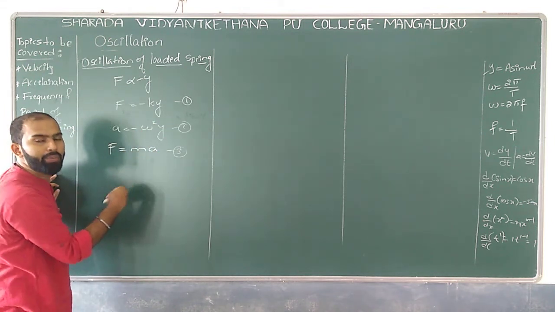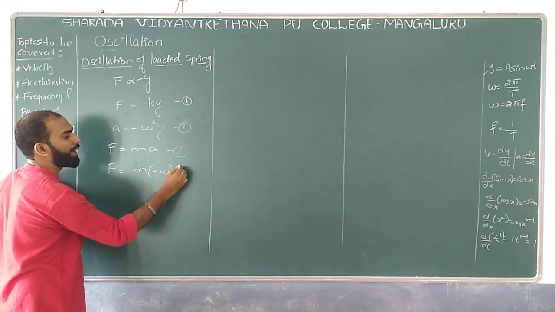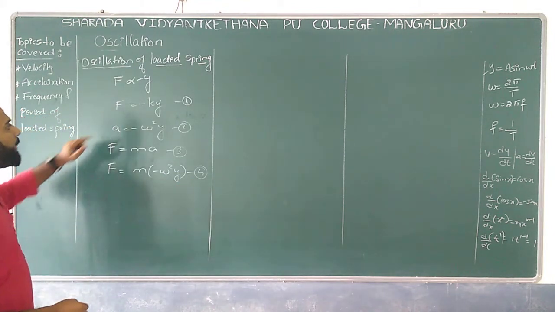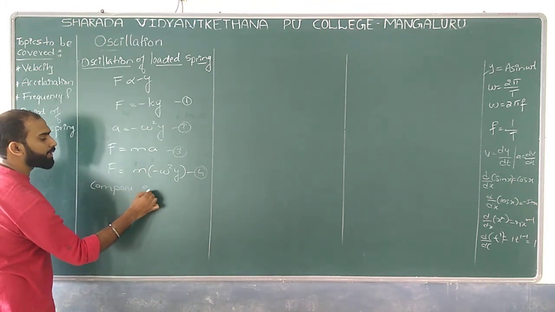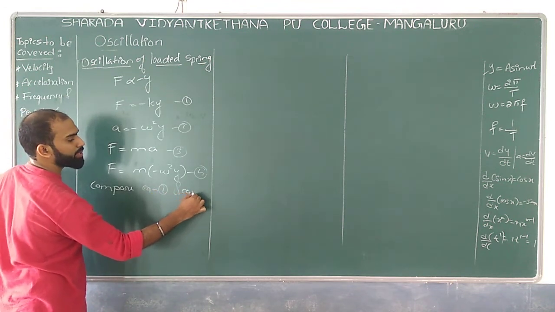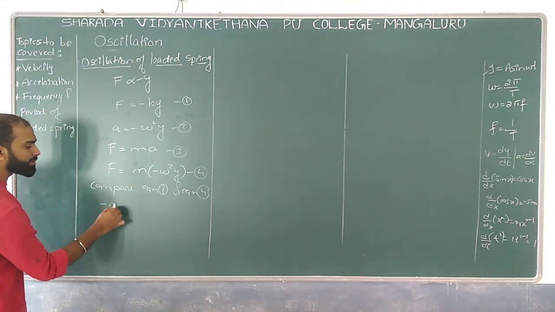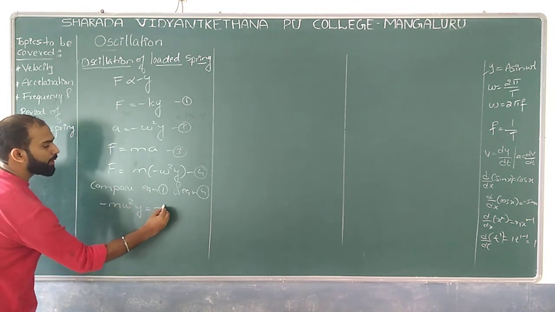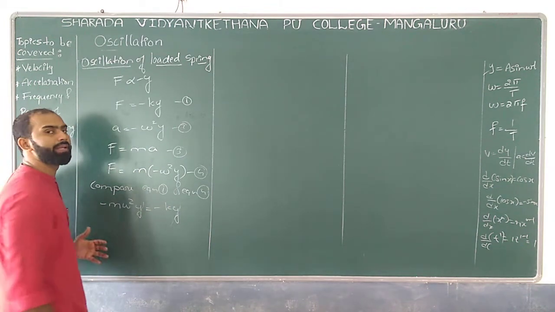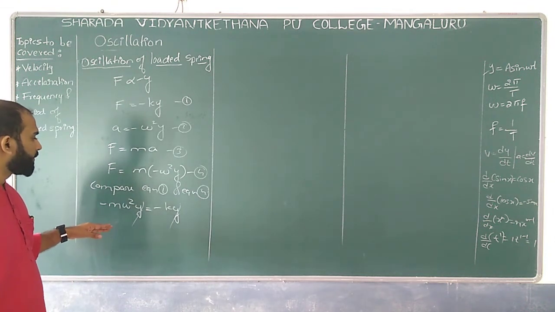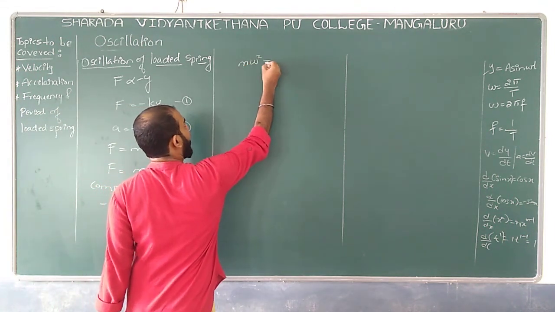Substitute equation 2 in equation 3, what can we expect? That is F equals m of minus omega square into y, let us say it is equation 4. And compare equation 1 with equation 4. If I do so, I can expect minus m omega square into y is equal to minus k into y. Obviously, you know which terms will get cancelled out here. y and y will get cancelled, and minus and minus will get cancelled. What is remaining? We can expect m omega square is equal to k.